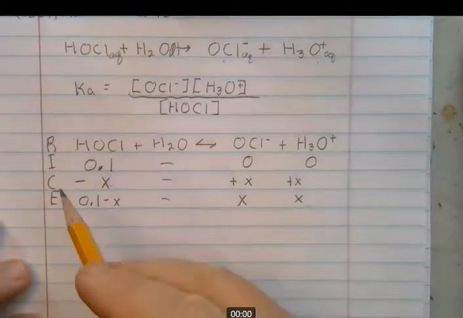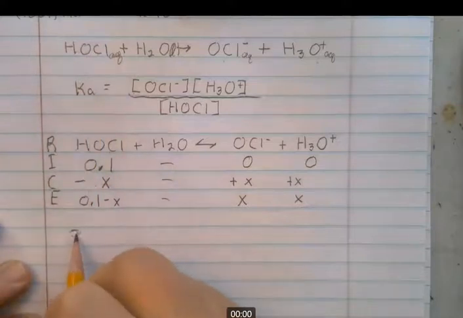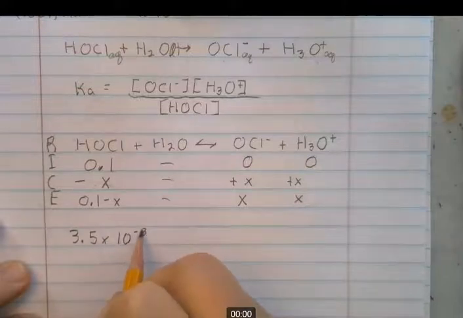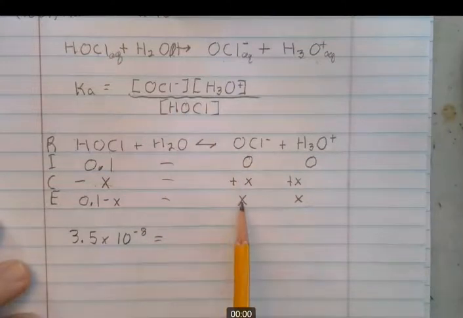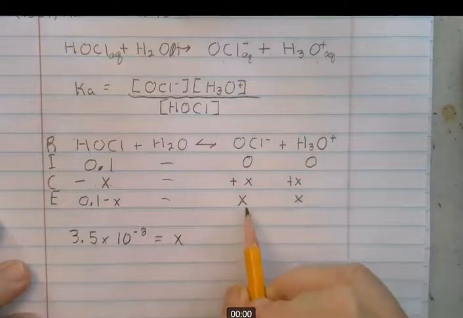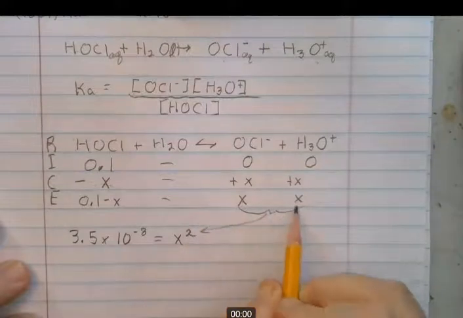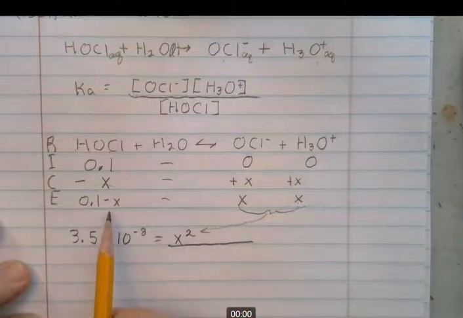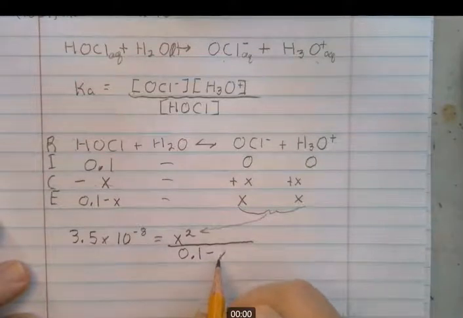So what we're going to do is write this. We were given a value of Ka up above. It was 3.5 times 10 to the minus 8. And that's going to equal this times this, and those are represented by the x's right there. So it's x times x, and so these two together are going to give me x squared. So I'm just going to go ahead and write it as x squared. And that's over what's on the reactant side. So it's 0.1 minus x.